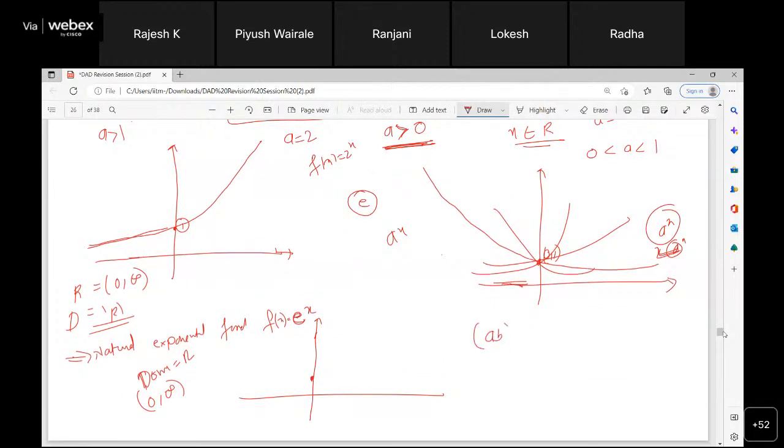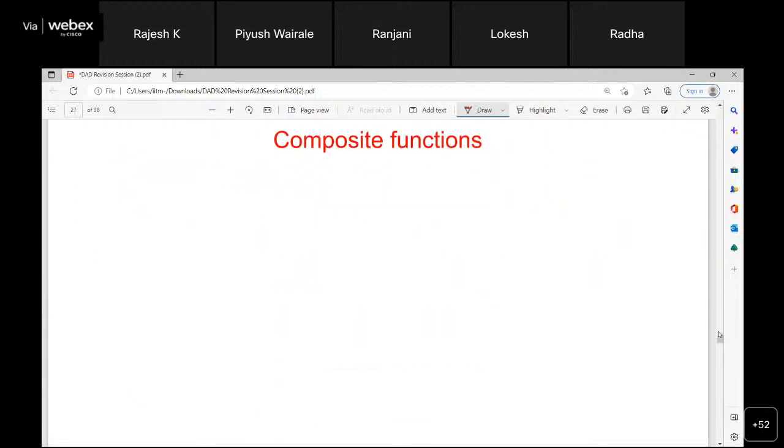So (ab)^m is basically a^m b^m, right? And (a^m)^n is equal to a^(mn). And a^m divided by a^n is a^(m minus n). Okay. Simple exponential properties, nothing more in that. Now, what is a composite function?